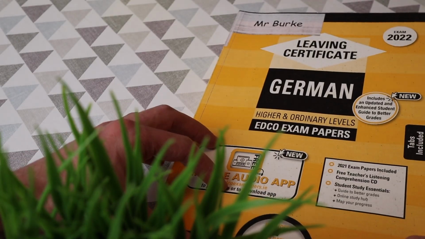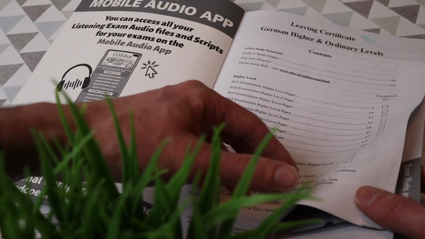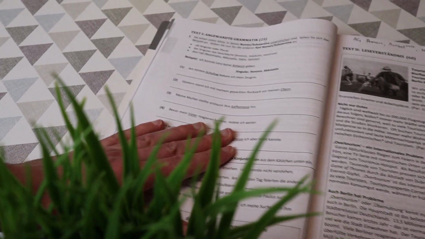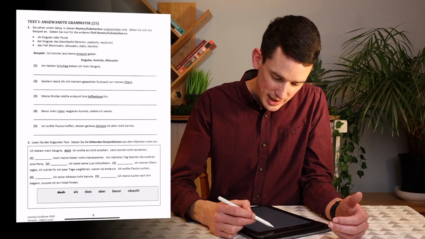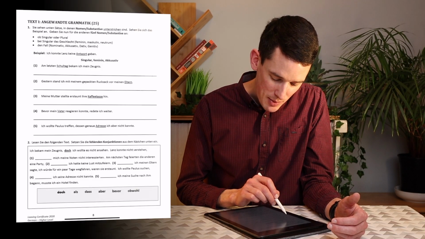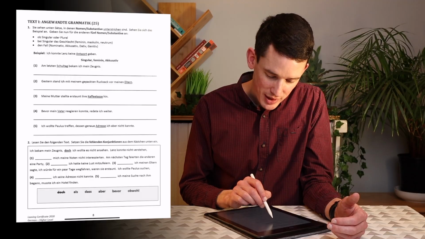So questions on cases often come up in the Leaving Certificate, and they came up in 2020, and in this case the question showed a list of nouns underlined, and the student had to answer and say whether they were singular or plural, if they were singular what the gender was, and then finally the case. So let's look at that and do it now. The first one here says, am letzten Schultag bekam ich mein Zeugnis.